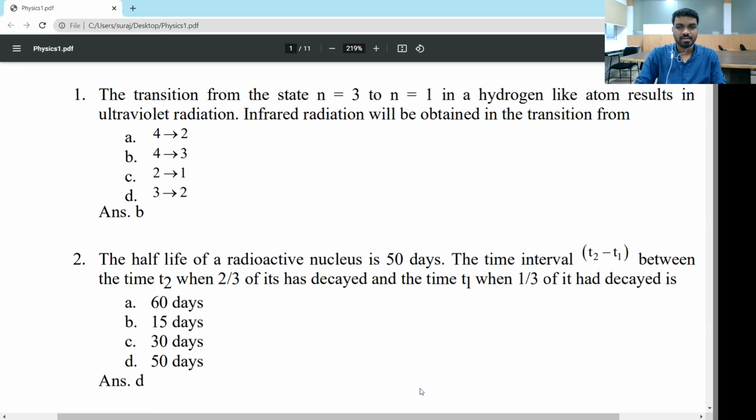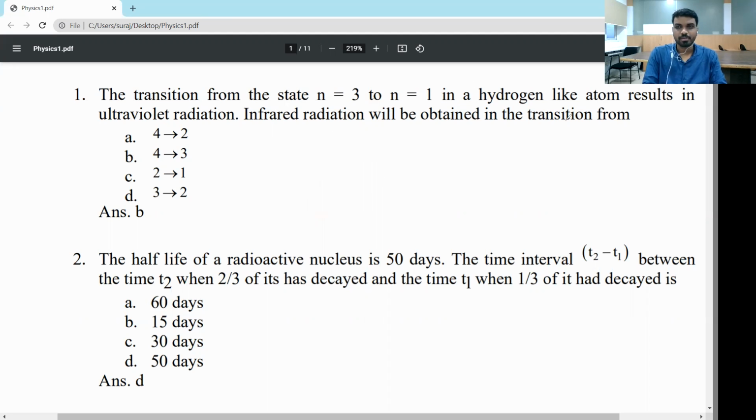Now, infrared radiation is obtained when an electron jumps from any higher orbital to a minimum of third. It can be from fourth to third, or from fifth to third, and so on. So the last would be third. The lowermost should be third. So according to this, option B is correct. The minimum should be third, not less than 3. Only then will infrared radiation be emitted. Fine. Coming to the second question.